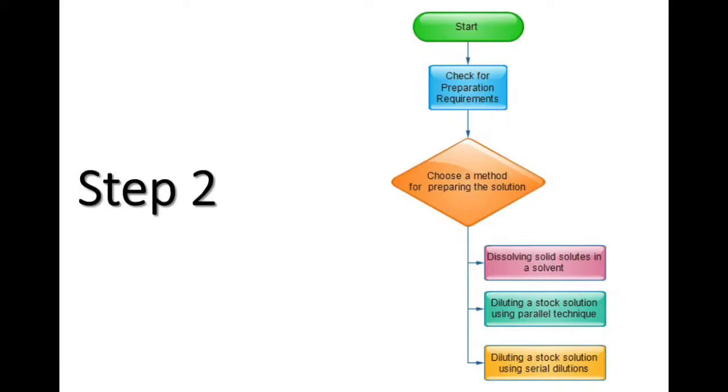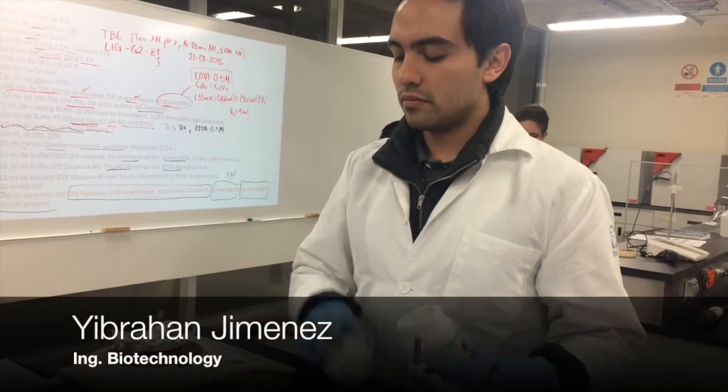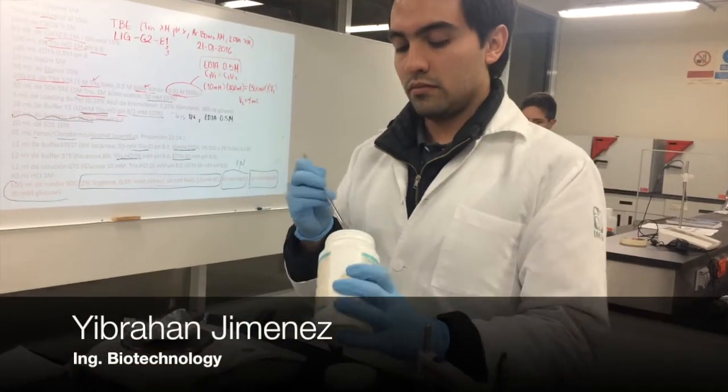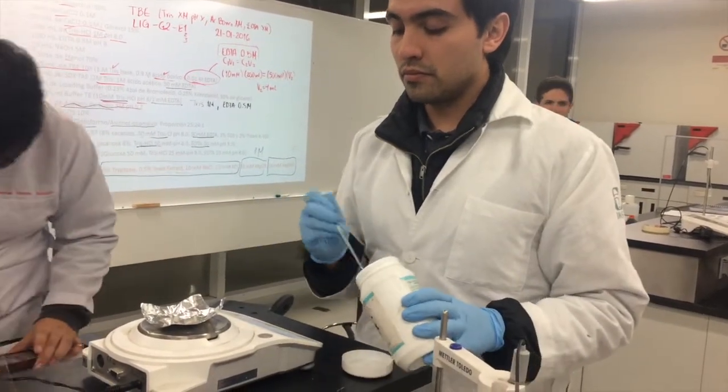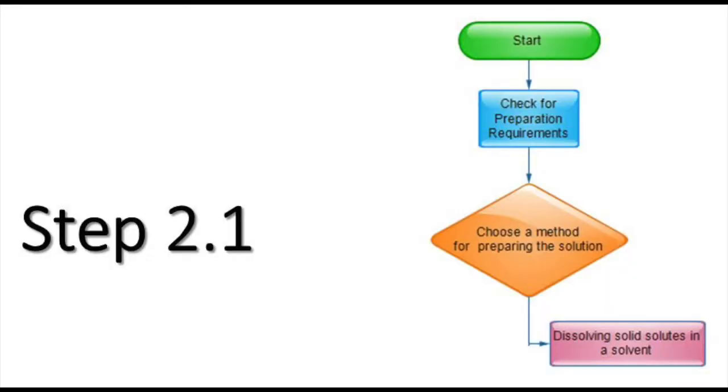Step 2. Choose a method for preparing a solution with a specific concentration of solutes. Dissolving solid solutes in the solvent. Diluting an existing stock solution using the parallel dilution technique. Diluting an existing stock solution using the serial dilution technique. Dissolving solid solutes in the solvent.